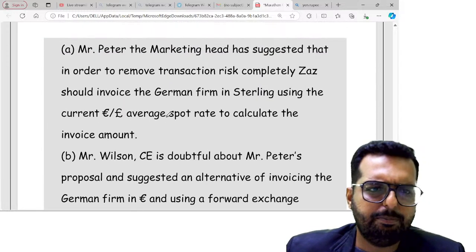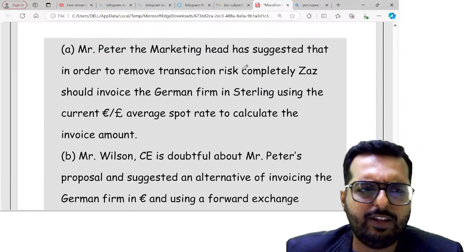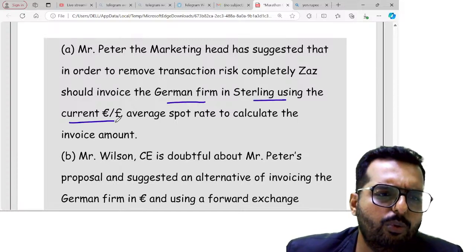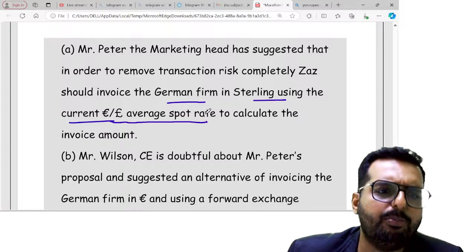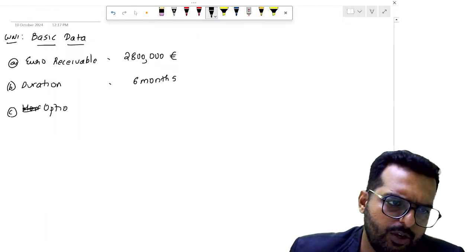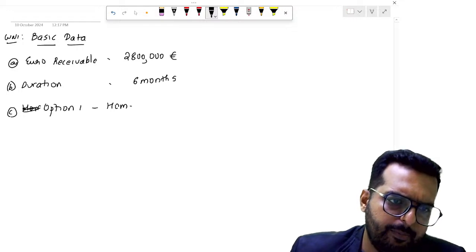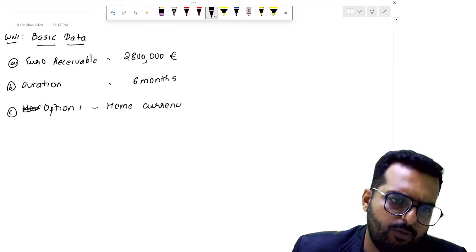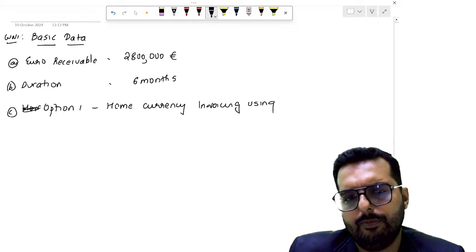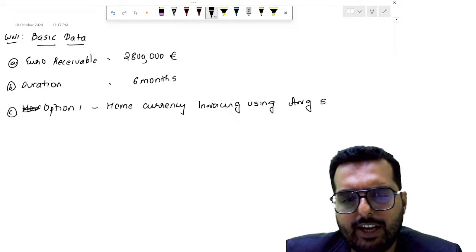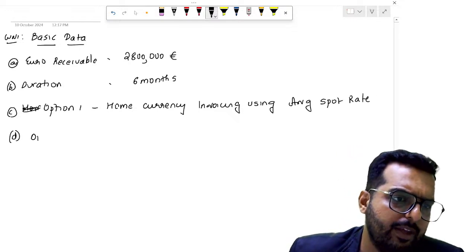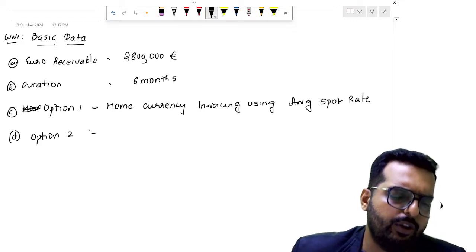First one, Peter has suggested that ZAS invoice the German firm using sterling, using the current euro per pound average spot rate. So basically, what does it mean? I'll write down, option 1 is home currency invoicing. Invoice in pound using average spot rate. So you have a bid rate, you have the ask rate. Here you're supposed to take the average spot rate.